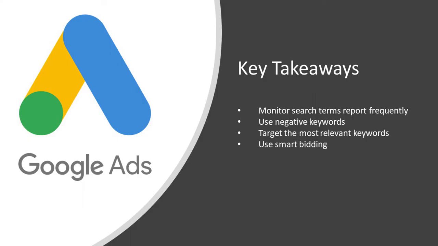So to wrap this up, you will need to frequently monitor your search terms report, as you may appear for queries that may not be relevant to your business. You will also need to use negative keywords to add any queries which are not relevant, and you can add them to your negative keyword list to stop appearing for those search terms. This will allow you to reduce wastage. Also, the best thing to do is target the most relevant keywords for your business and start using smart bidding if you can to make the most of your advertising budget.